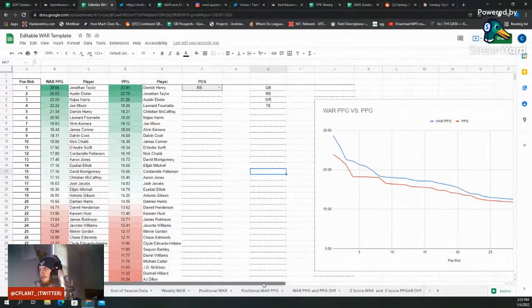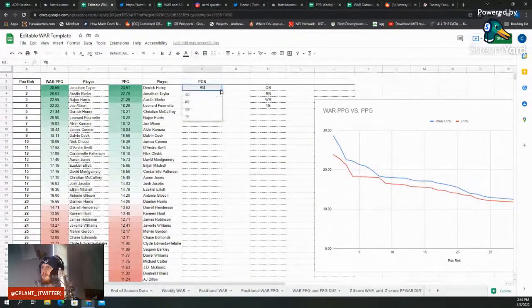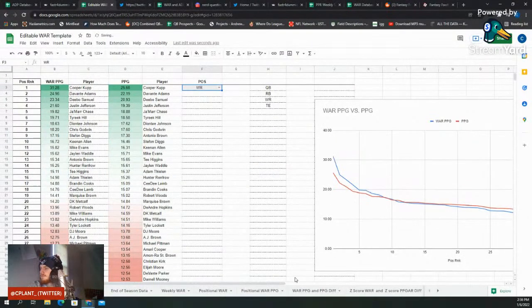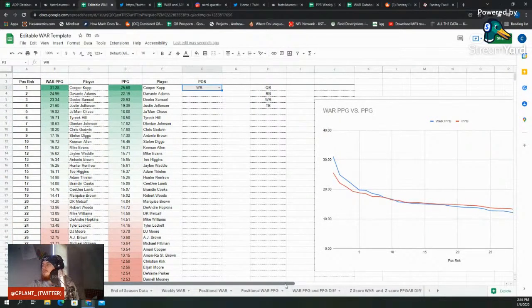What this is telling us though is that, with all ADP thoughts out of the way, if we're just looking at points per game, we're undervaluing top running backs because they are scarce. But I think a bigger takeaway is at wide receiver. This was interesting to me because I'm thinking, just like everybody else, oh, wide receiver is deep. You can get a wide receiver late and be fine.